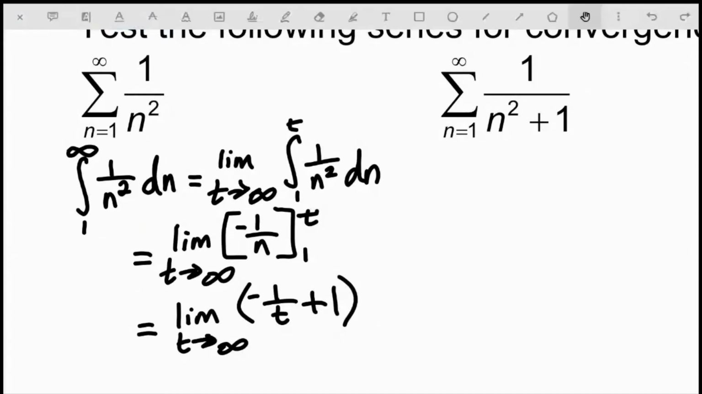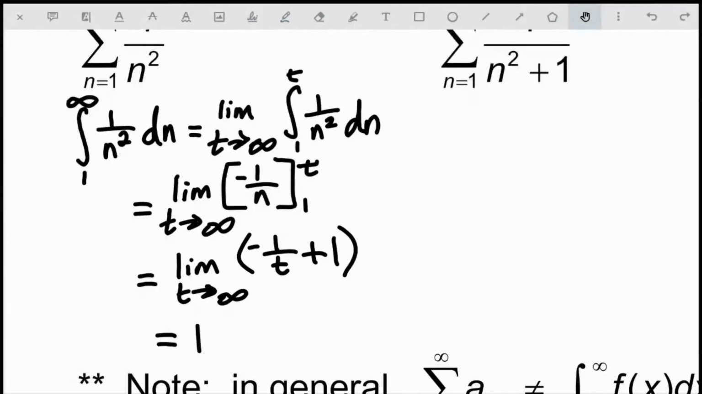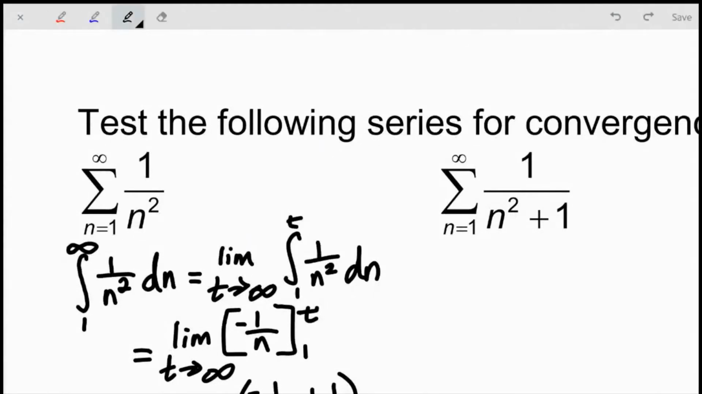And now I can apply my limit. When I take the limit as t approaches infinity, you can see that the negative 1 over t term is going to approach 0. So we get a value of 1. So we ended up with a number that is finite, and so the integral actually converged. So since the integral converges, that means this series also converges.